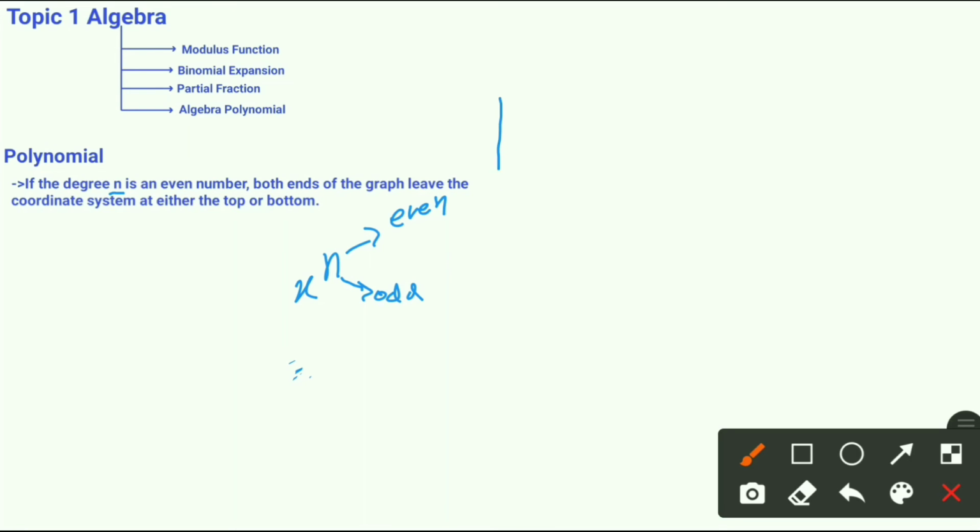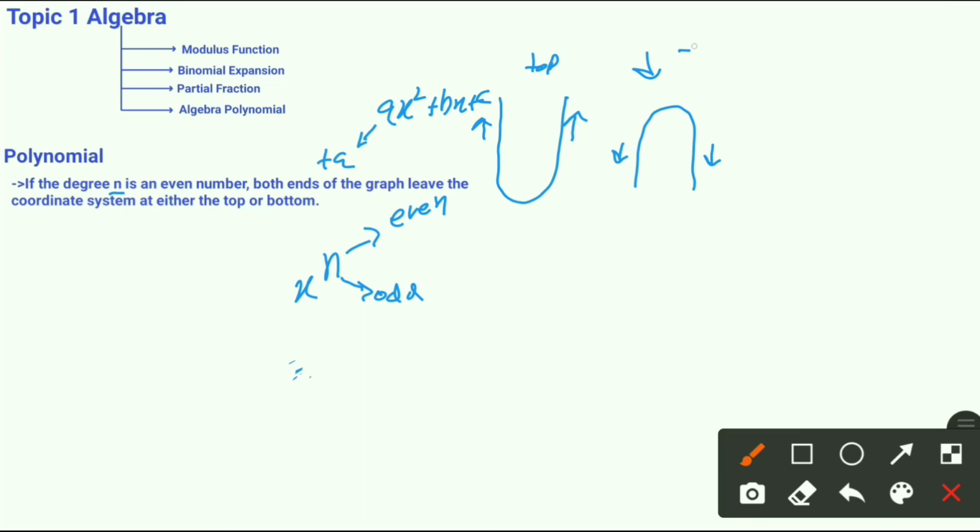So the graph would look something like this. If ax square plus bx plus c, where a is positive, the graph would look something like this, and it will go this way. Both ends of the graph leave the coordinate system at either the top or the bottom. And the graph would look like this if a is negative, or you can say minus ax square plus bx plus c. If the coefficient of x square is negative, then the graph would look something like this. If the coefficient of x square is positive, the graph would look something like this.